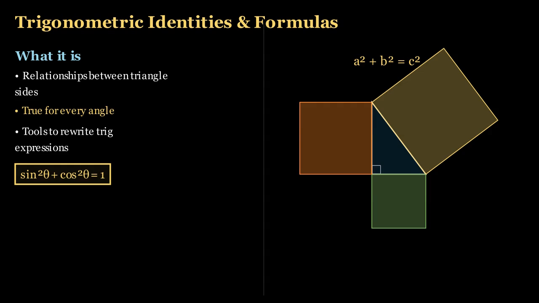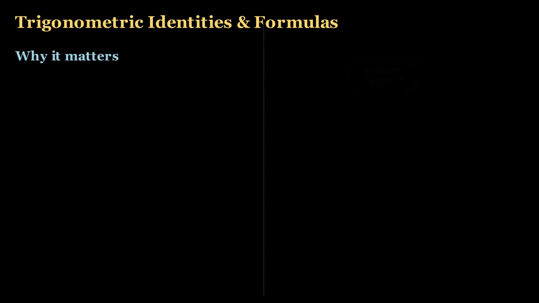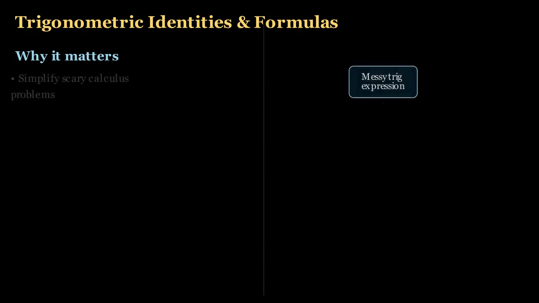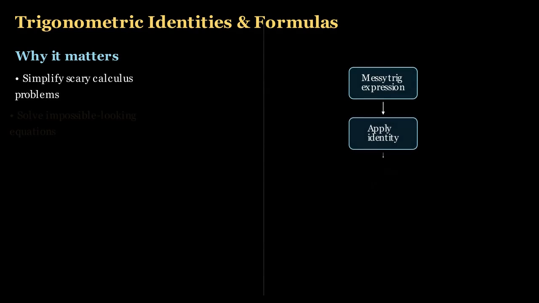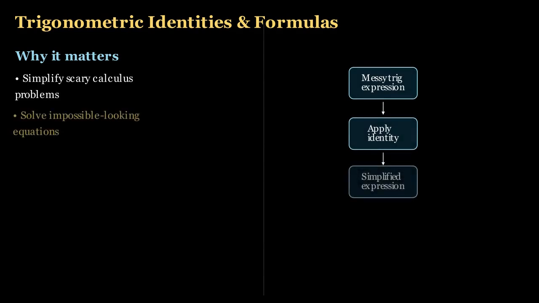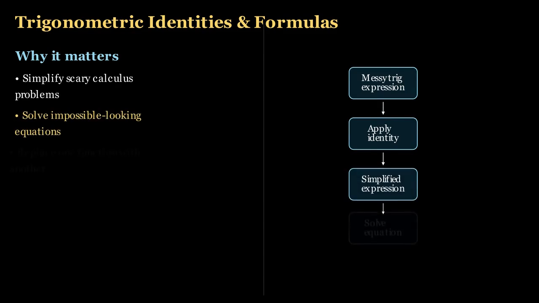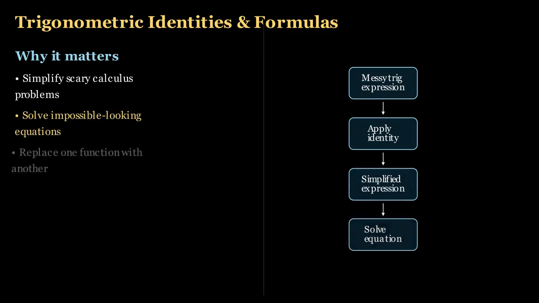In calculus, you will constantly run into messy expressions like sine cubed theta over cosine theta. Without identities, you would be stuck. But with them, you can swap that scary fraction for something simple, like sine theta times tangent theta. Identities are the key to simplifying derivatives and integrals.